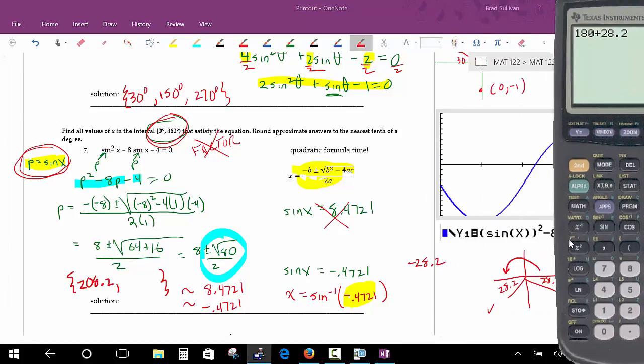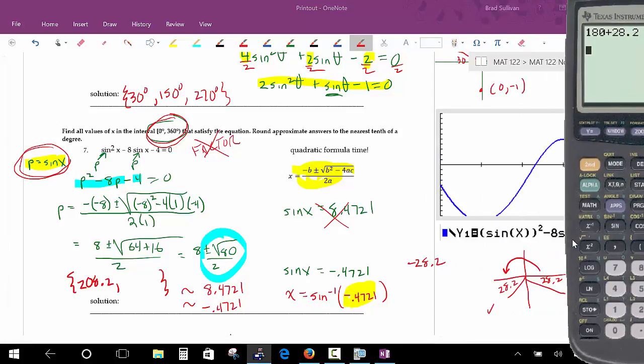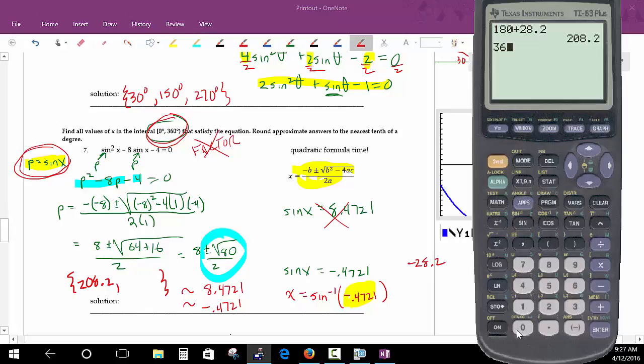Okay, and if you want to find the quadrant 4 answer, what do you do? 360 less the reference angle. So you need to go 360 minus the 28.2. And then the other answer is going to be 331.8 degrees, like that. Okay, that's it.